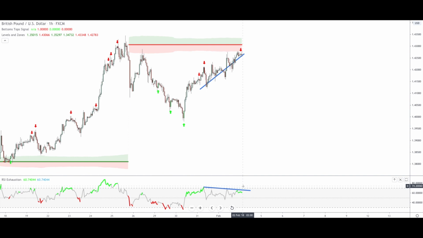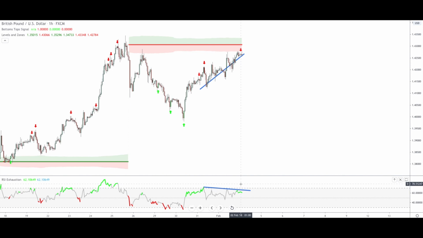Rule number 2 is to have the RSI Exhaustion to be exhausted. So in this case, it should be green. So it is bullish exhausted, which means that the price continues to rise, but there's not too much room to go. There's not much room to go any further, any higher than this.